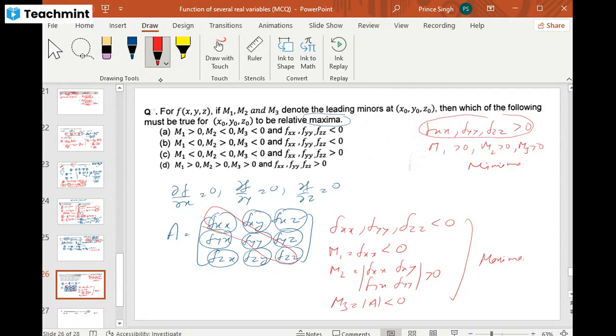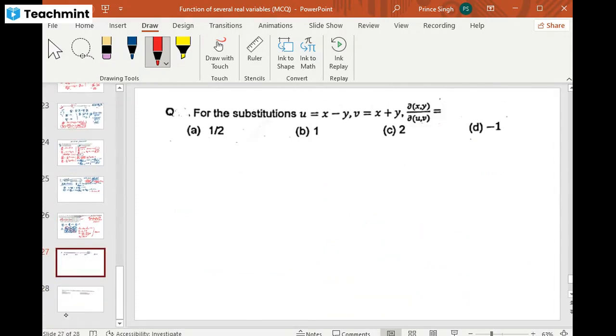Right? So here we need the condition of maxima. Maxima means second order derivative less than 0, and negative, positive, negative. So the correct answer is option B only. Come to next question.